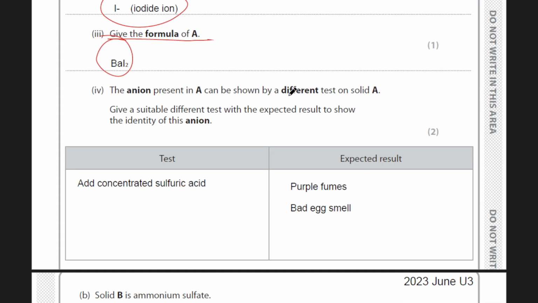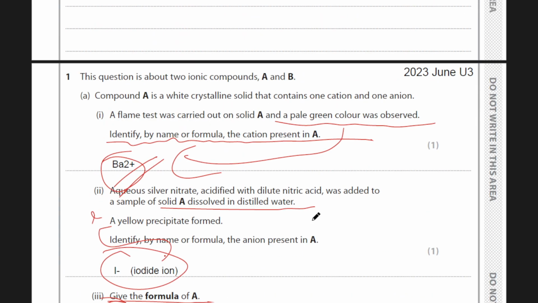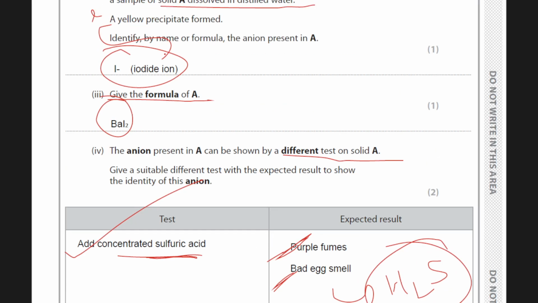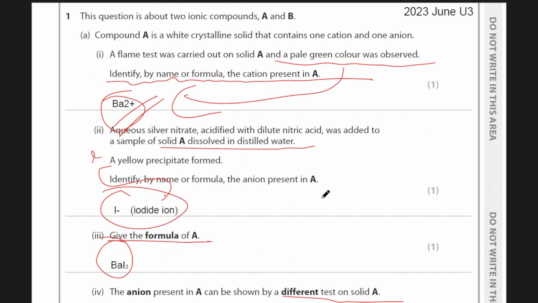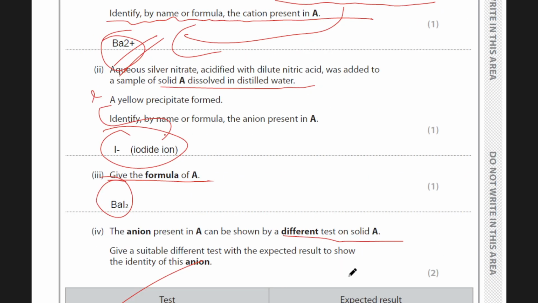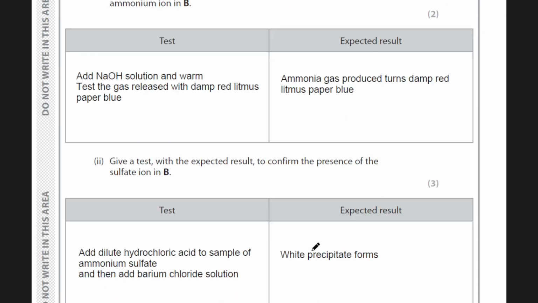Again, the anion in A can be shown by a different test on solid A. So give a suitable different test with the expected result to show the identity of the anion. Obviously we can add concentrated sulfuric acid, and we get purple fumes and a bad egg smell. The bad egg smell is due to the production of hydrogen sulfide. The purple fumes are due to the production of iodine gas. So that is another way we can ensure that iodide ions are present in this solution.